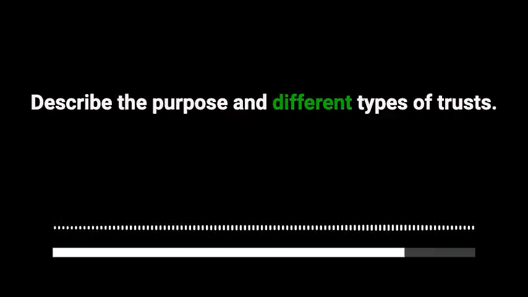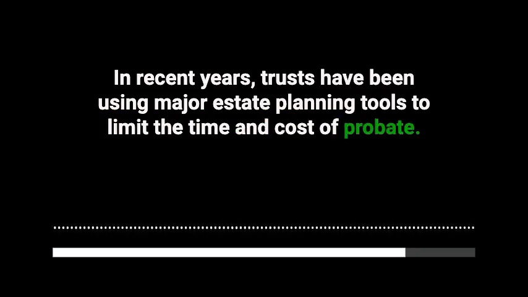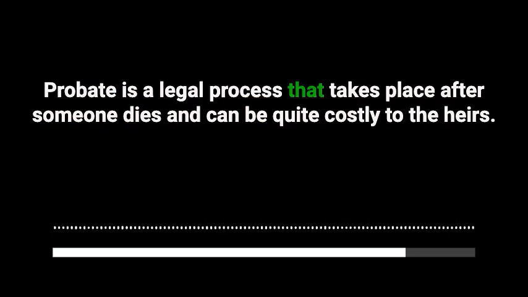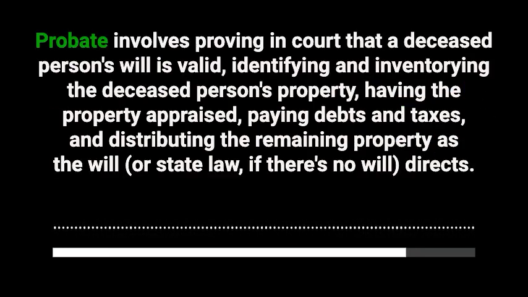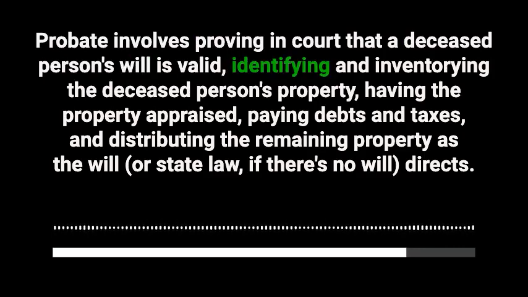Learning objective. Describe the purpose of different types of trusts. Trusts. In recent years, trusts have been used as major estate planning tools to limit the time and cost of probate. Probate is a legal process that takes place after someone dies and can be quite costly to the heirs. Probate involves proving in court that a deceased person's will is valid, identifying and inventorying the deceased person's property, having the property appraised, paying debts and taxes, and distributing the remaining property as the will directs.